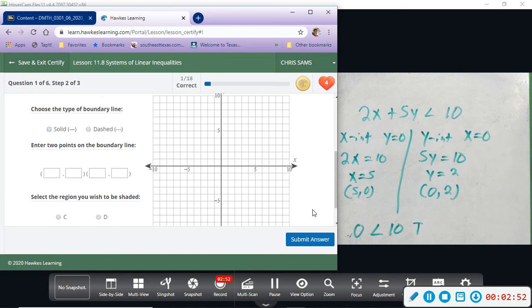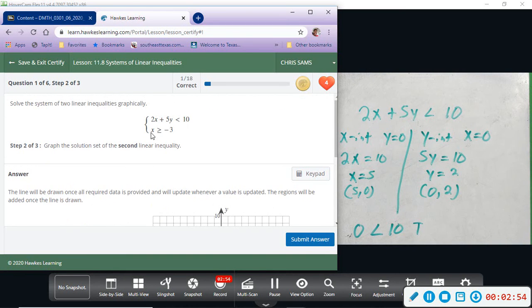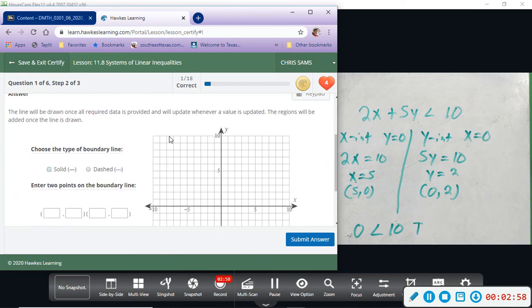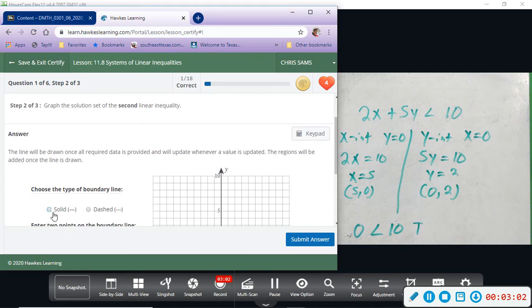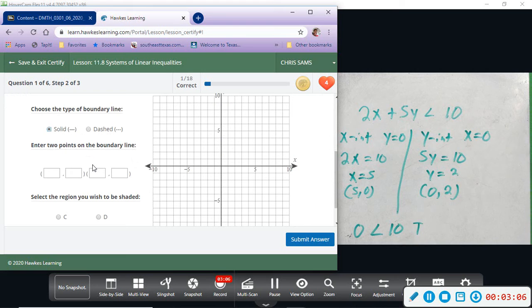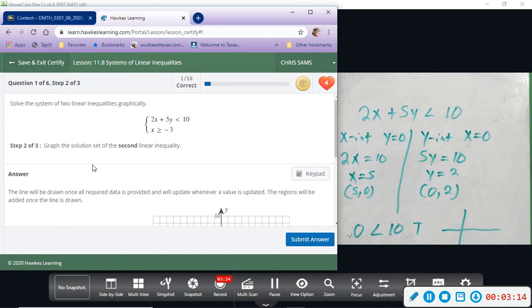Alright, now our second equation is just x equals negative 3. This is greater than or equal to, so it does have a line. We're going to have a solid line this time. Now x equals 3, or negative 3. Let me go back and make sure I'm saying it right: x equals negative 3. 1, 2, 3. So this right here is x equals negative 3.